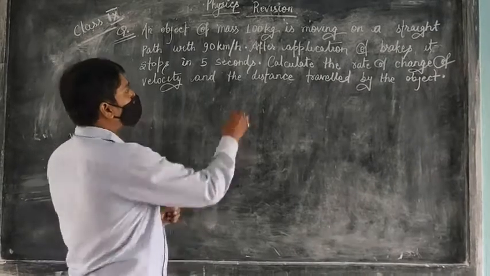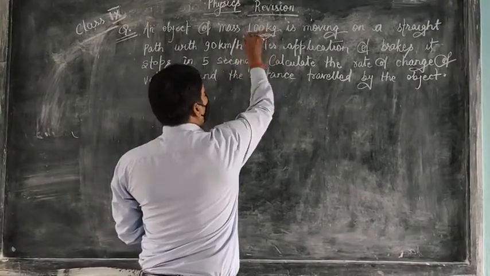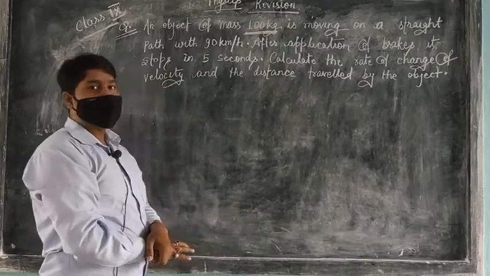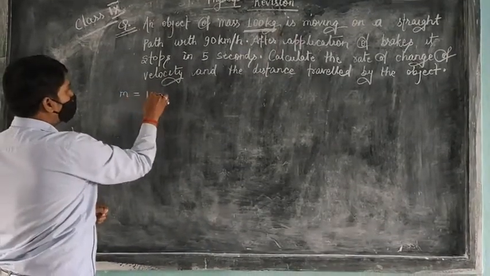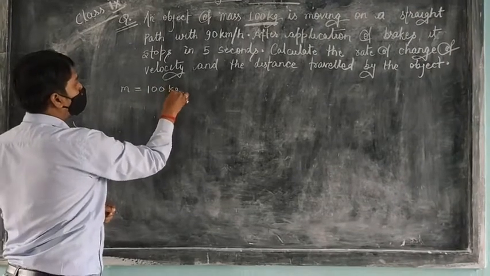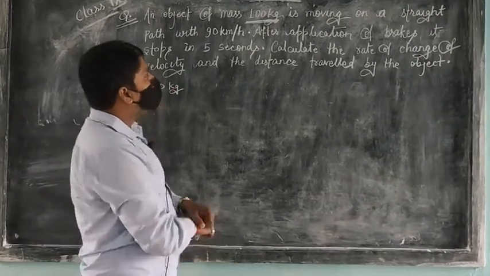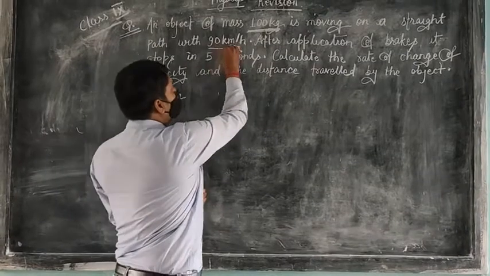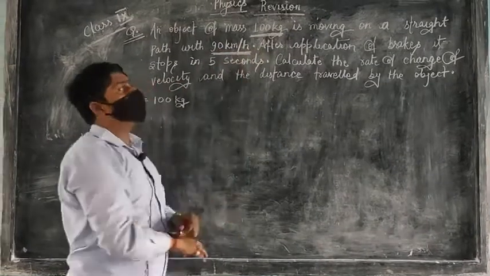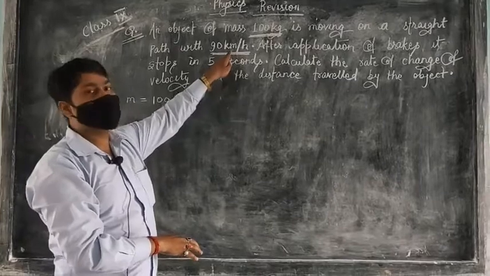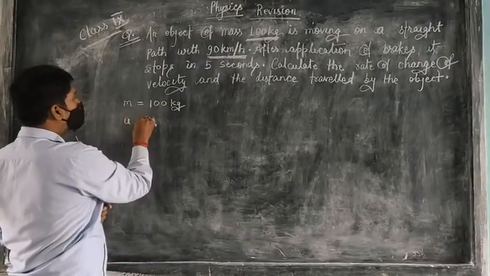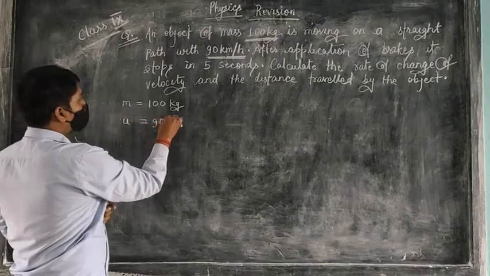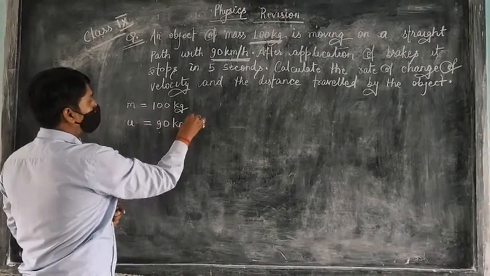So in this question, we have been given the value for mass as 100 kg. So we write m is equal to 100 kg. It is moving on a straight path with 90 km per hour. So this is the initial velocity of the object, which is denoted by u. It is given 90 km per hour.